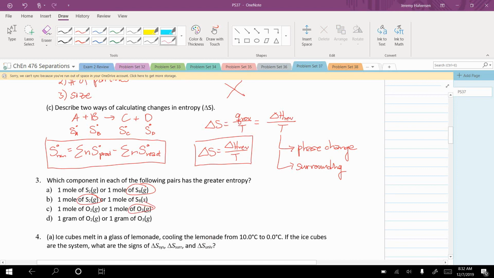1 gram of O2 and 1 gram of O3. So in this case, the answer is going to be O2 because these are grams of each thing. O2 has a smaller molar mass, which means 1 gram of it is going to have more particles because each particle weighs less, if that makes sense. And so as a result, 1 gram of O2 has more particles than 1 gram of O3, so that is going to have more entropy.